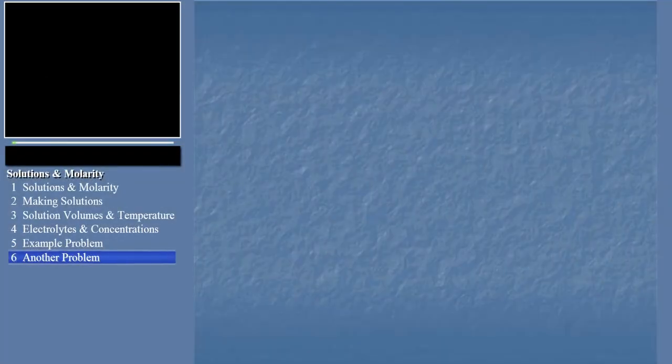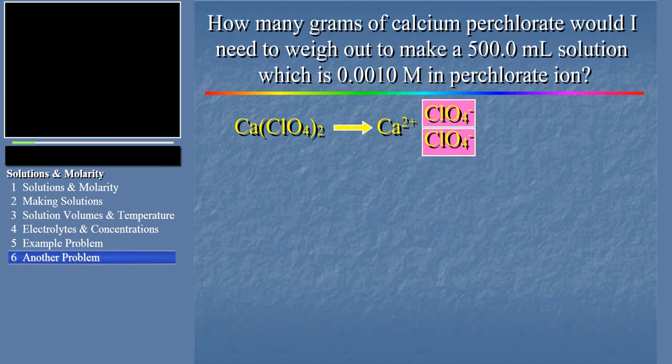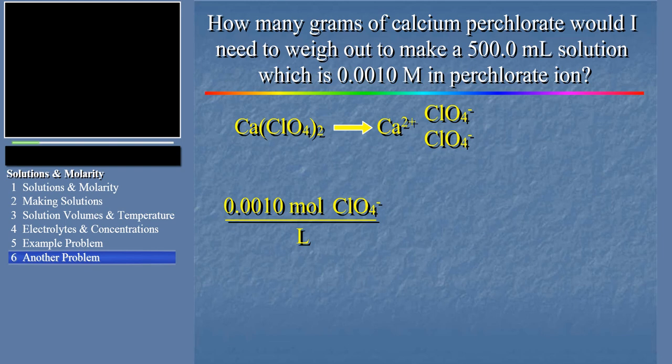Well, that was fun, so let's try another one, shall we? Here it is. Let's write down what we know. We know that calcium perchlorate is Ca(ClO4)2. We know that it's ionic and that when it dissolves, it will yield 2 perchlorate ions per calcium perchlorate. We know that in the resulting solution, there will be 0.001 mole perchlorate ion per liter. We know that we will make 500 milliliters. And we know that molarity is moles, in this case of perchlorate, per liter.